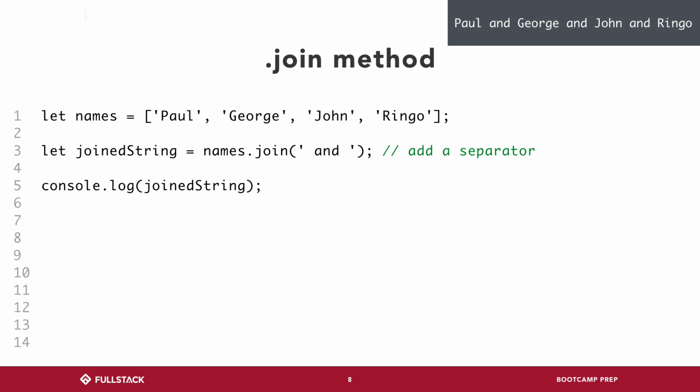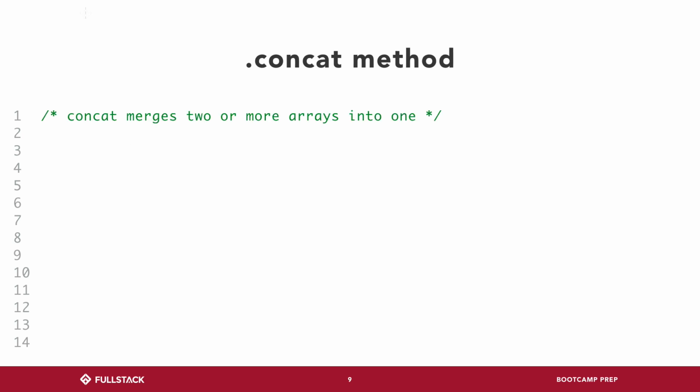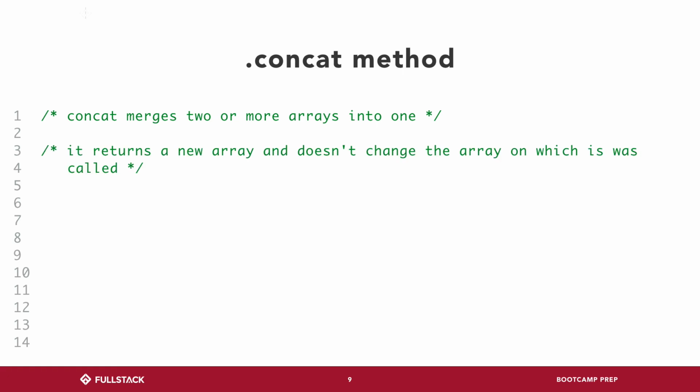Okay, I'll move forward. Finally, there's concat. So, like join, concatenates everything into a string, concat will take two arrays and make them one array. So all of the elements will be one. It doesn't mutate either one. It actually returns a new array.